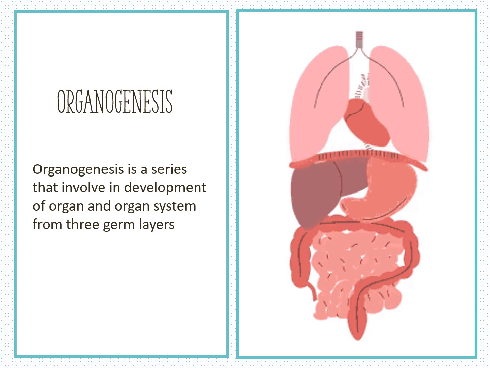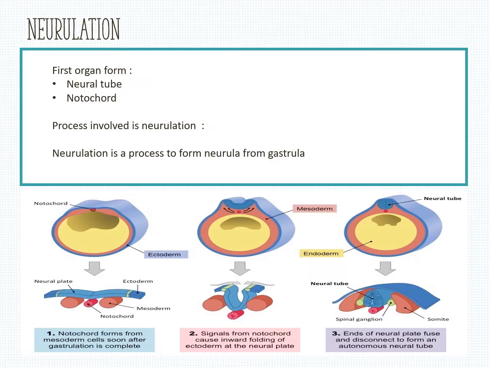After gastrulation, there will be organogenesis. Organogenesis is a series of events involved in the development of organs and organ systems from three germ layers, which are ectoderm, mesoderm, and endoderm. The process involved in forming the neural tube and notochord is neurulation. Neurulation is a process to form the neurula from the gastrula. This process involves formation of the neural tube from the neural plate.